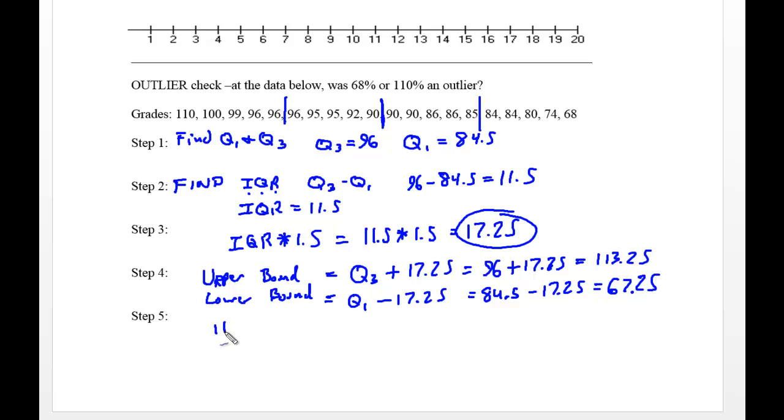So 110% is not an outlier. For it to be an outlier, it would have to be higher than this score, but it is not. And 68% is also not an outlier, because it would have to be lower than this amount. And that right there makes that not an outlier.